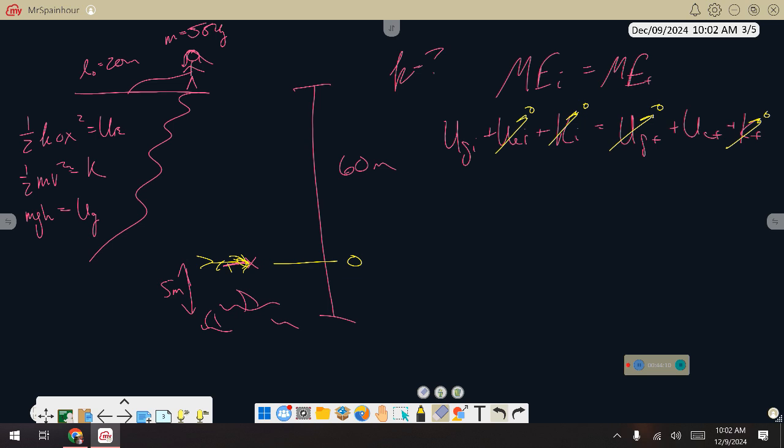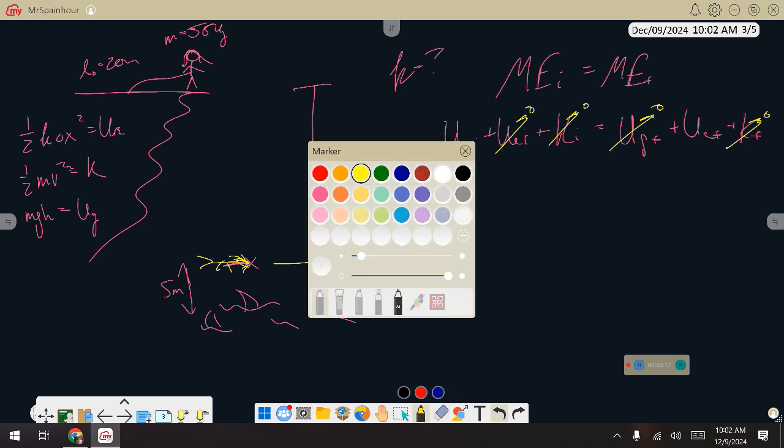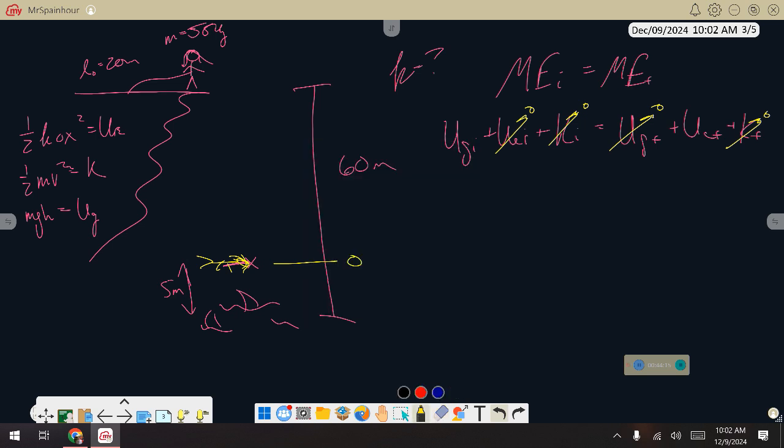All right, from here, this is remarkably similar to the trampoline problem. How do I calculate this? Mass times gravity times h initial is equal to 1/2 k delta x squared. And what's my algebra? Multiplied by 2, divided by delta x squared. This is exactly the same as the last one.